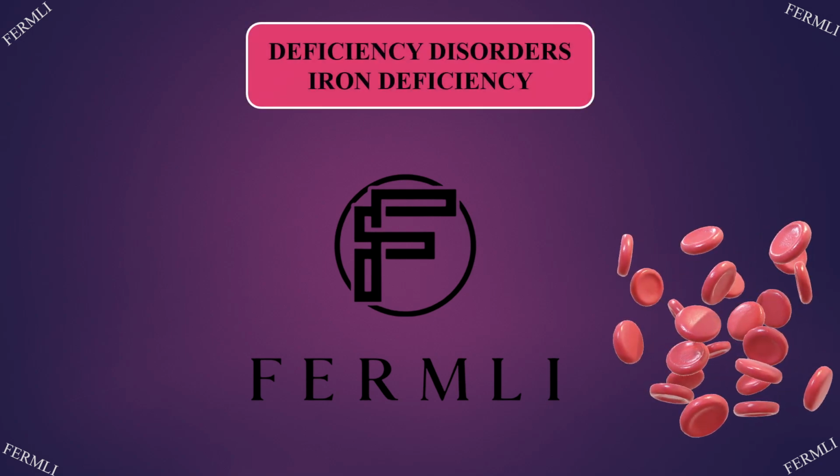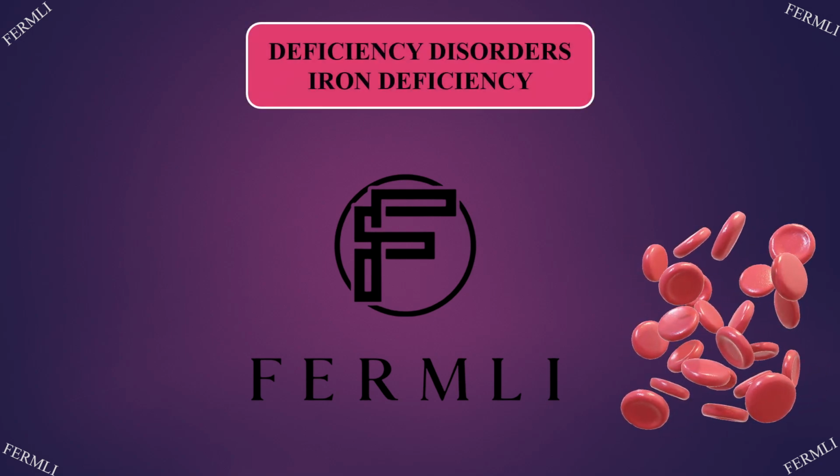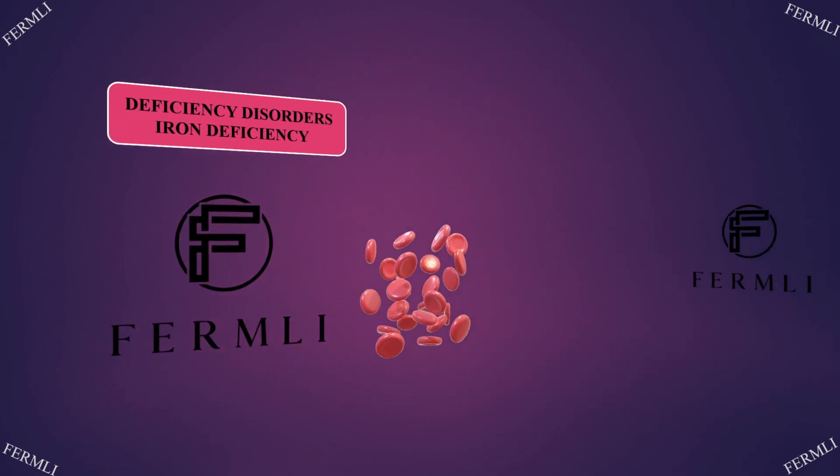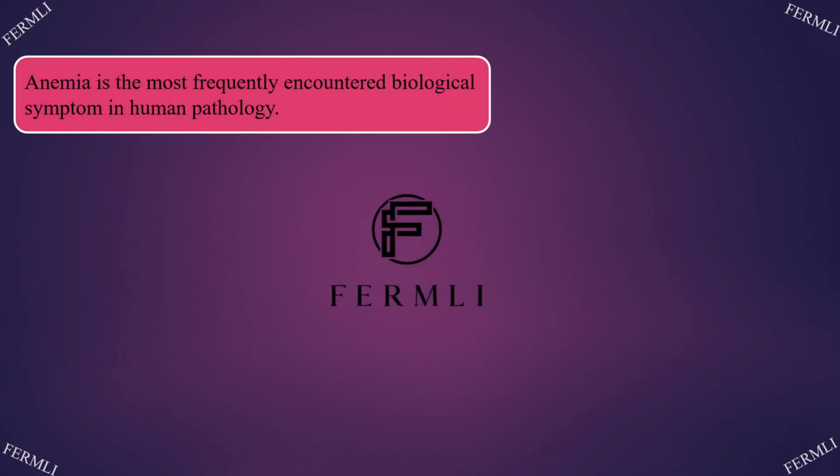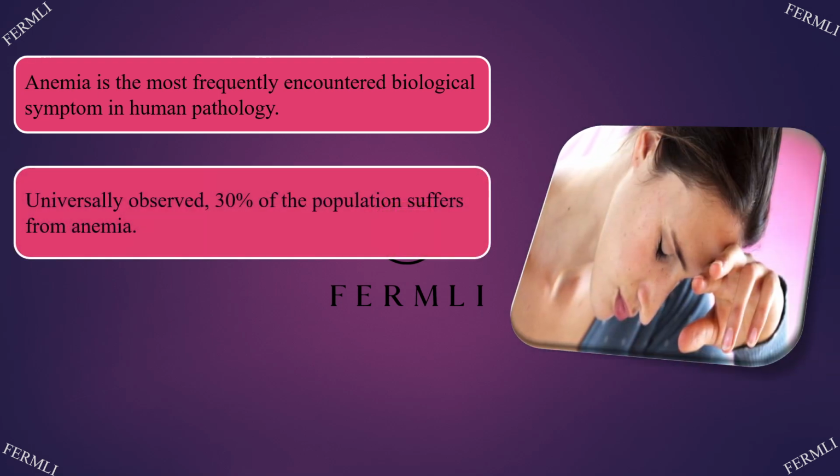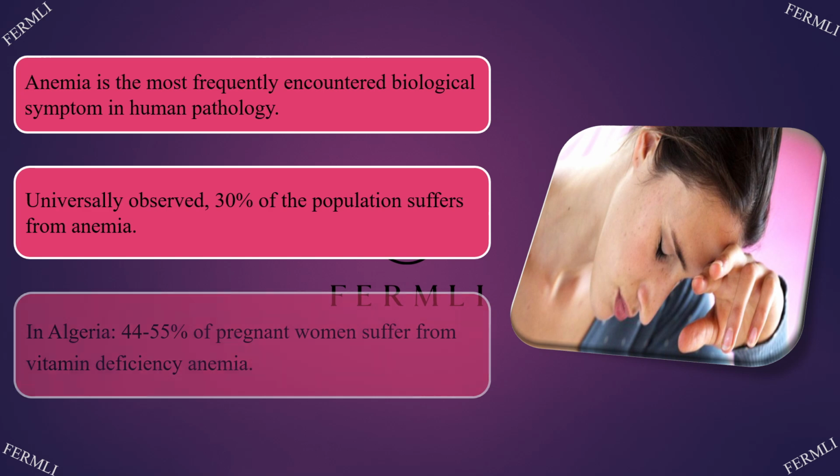Deficiency disorders. Iron deficiency. Anemia is the most frequently encountered biological symptom in human pathology. Universally observed, 30% of the population suffers from anemia. In Algeria, 44 to 55% of pregnant women suffer from vitamin deficiency anemia.